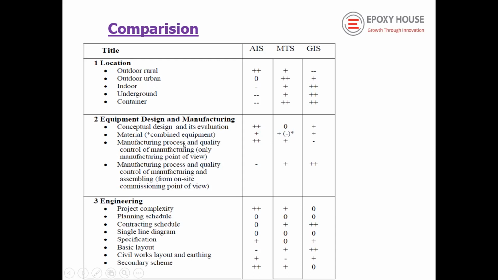The material is almost the same. Manufacturing process and quality control requirement is highest in the GIS. Particularly, the manufacturing process is very critical in the gas insulated switchgear compared to this one. But for AIS, it is not that critical. So it is easier to procure those materials compared to the GIS. So quality requirements, state of the art, this is all. This is from a project engineering point of view.